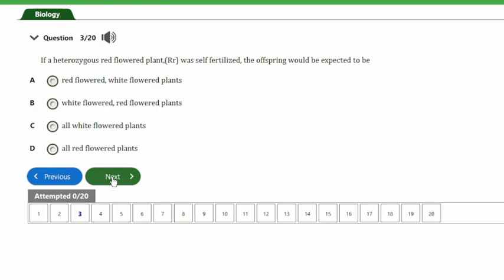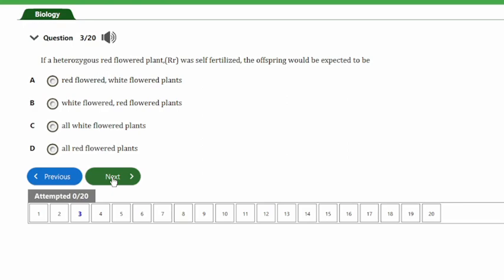Question number 3. It says, if a heterozygous red flowered plant, that's Rr heterozygous, was self-fertilized, the offspring will be expected to be A, red flowered, white flowered plants. B, white flowered, red flowered plants. C, all white flowered. D, all red flowered.